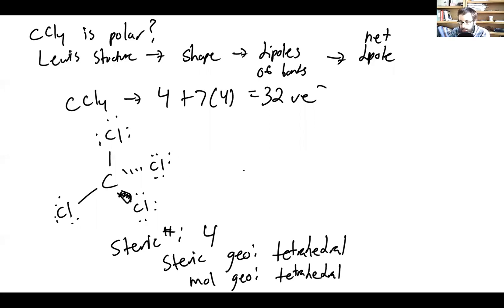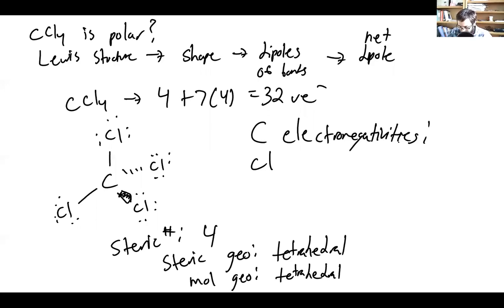Okay, so at this point now you have to figure out your dipoles of your bonds. And so you're going to look up the electronegativities. For carbon, you're going to look this up on a table, right? That is always going to be given to you on the exam. You need to know electronegativity trends, but you'll be given the table to calculate these types of values, right?